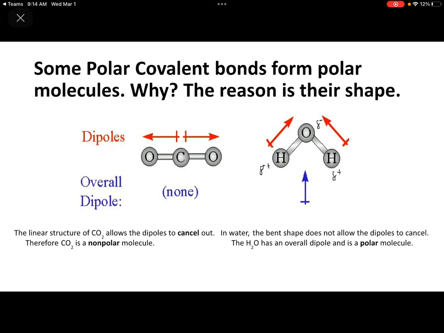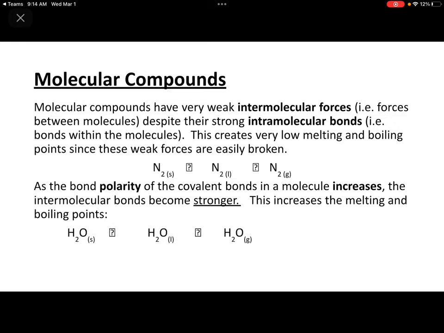But when we look at water, it actually has a bent shape. And so that means that the dipoles can't cancel each other out. And so therefore it does have a dipole and it is a polar molecule.